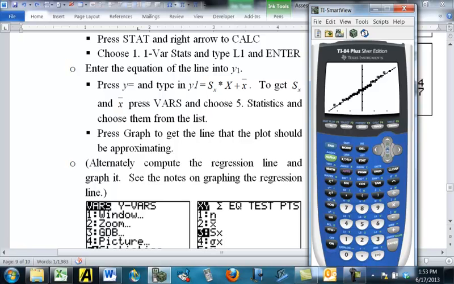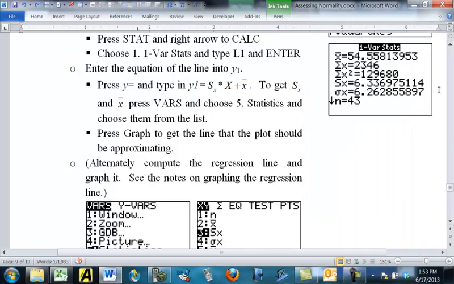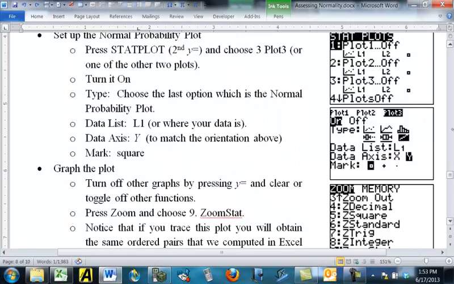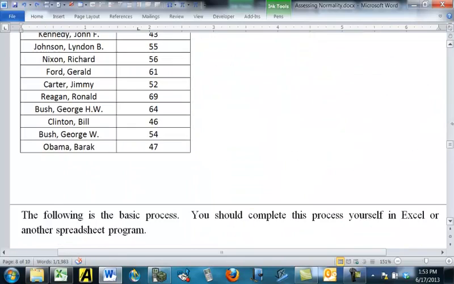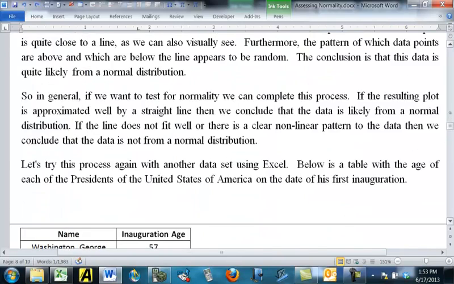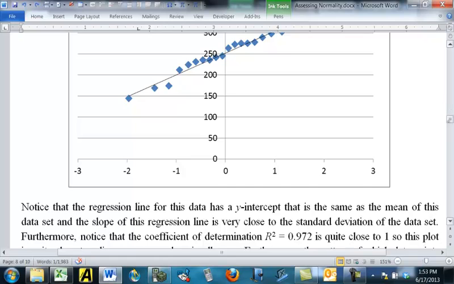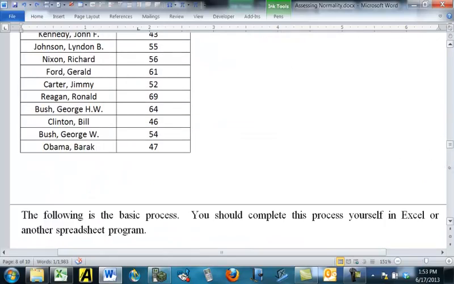Okay. Notice that if we hit trace, and we're here, negative 2.269, and then 42. Let's find that up here. If we go up here to our table that we have, where's our table?